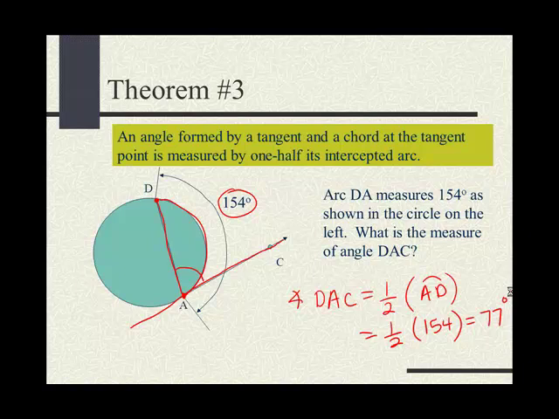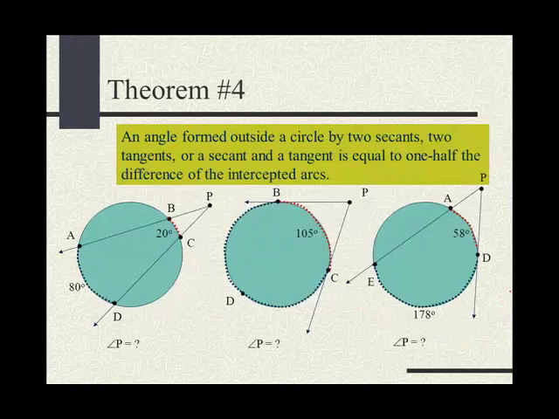Let's look at theorem number 4. Theorem number 4 actually has 3 parts. It says an angle that is formed outside a circle by 2 secants, 2 tangents, or a secant and a tangent is equal to 1/2 the difference of the intercepted arcs. So I want to look at each of these 3 situations separately.